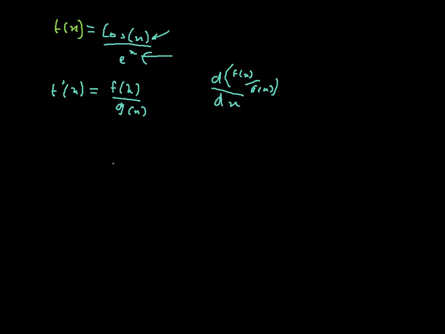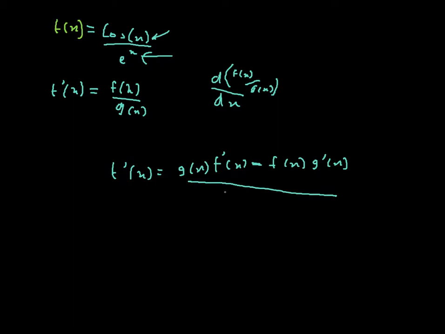By the quotient rule, the t dash of x will become g of x, as it is we are writing g of x, and then the derivative of f of x, the f prime of x, subtracted by, so there is a minus sign, f of x as it is, multiplied by the derivative of g of x, so g prime, and divided by g of x squared. So this is the quotient rule.